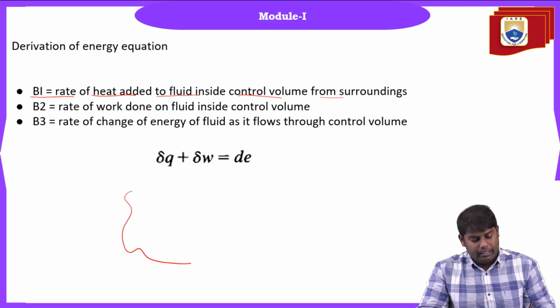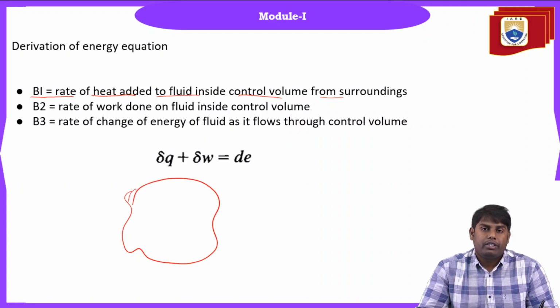So again, let us take this as a control volume. Already in the previous sessions or modules we have seen what we mean by control volume. Basically, a control volume is nothing but an imaginary volume. It can be of any shape. No need to be a square, circle, or any other shape. So this is called a control volume.